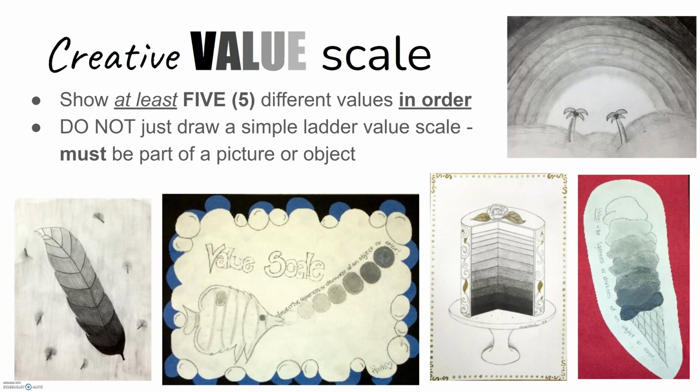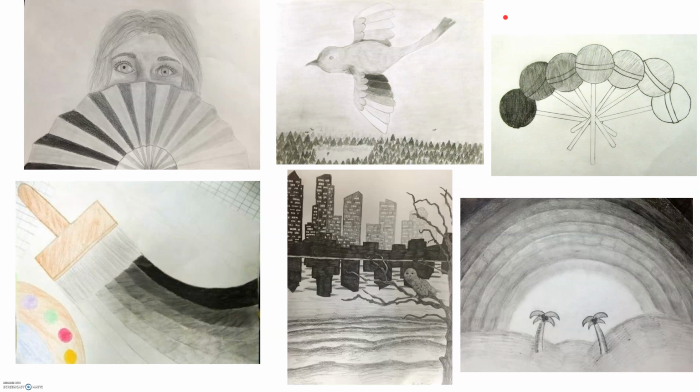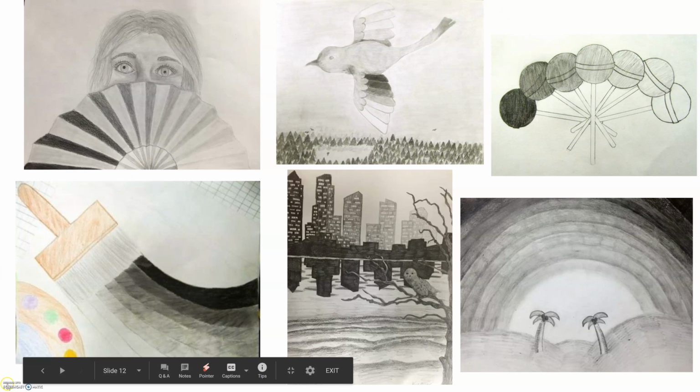So you can see some examples here of a value scale in a feather, some bubbles and the fish showing different values in order, the layers of a cake or scoops of an ice cream cone. Some of you may have done that project with paint with me in elementary school. The palm tree picture showing the value scale in the sky going darker as it goes out. And a few more examples here too. Again, seeing where the people in the picture chose to take their values, their lights and darks, and make them darker or lighter. So I cannot wait to see what you guys create for your creative value scales.